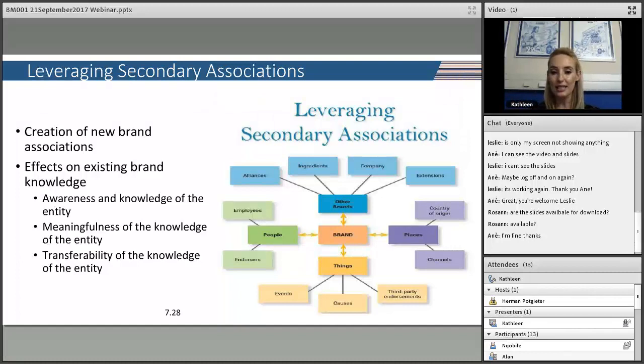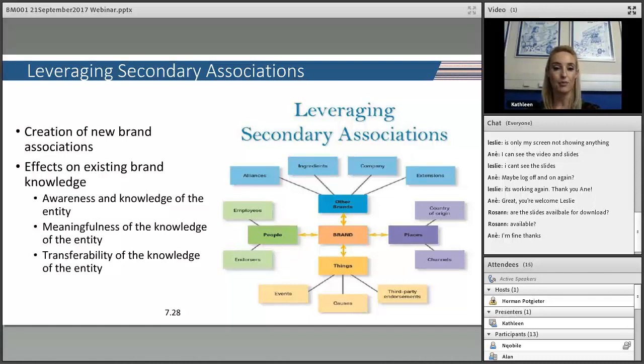Now, if you have a look at this diagram, how are we going to leverage secondary associations for our brand? Or in other words, exploit the perception that people have about other things to improve or enhance or boost our own brand equity. We have 4 main areas that we can consider, and each of those is then expanded upon a little bit deeper.